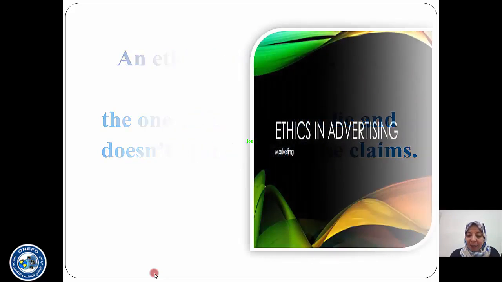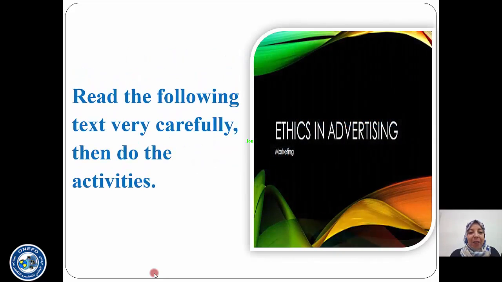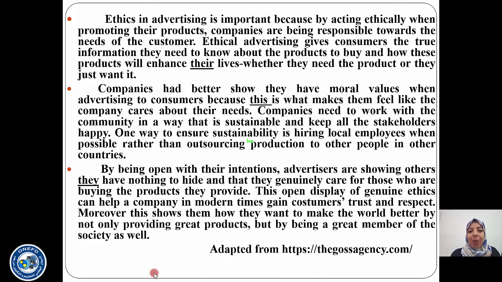So let's start reading the text. You have to read the text very carefully and do the activities. The text is about ethics in advertising. Take the necessary time to read this text very carefully before we move to the first activity.